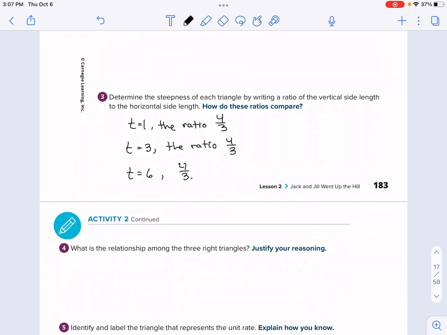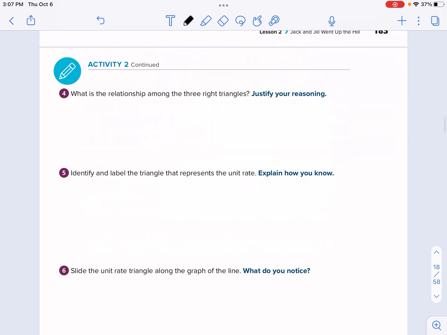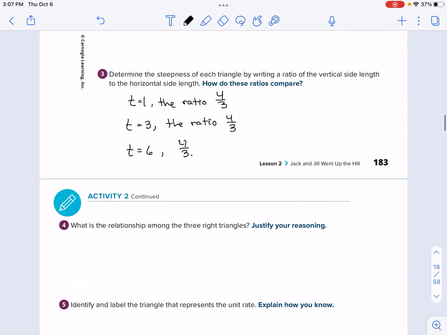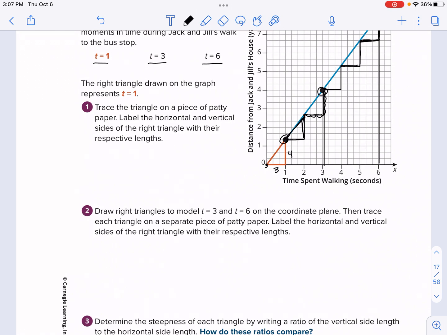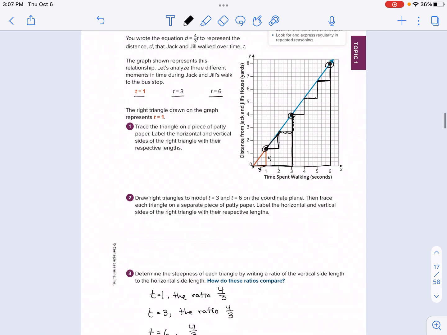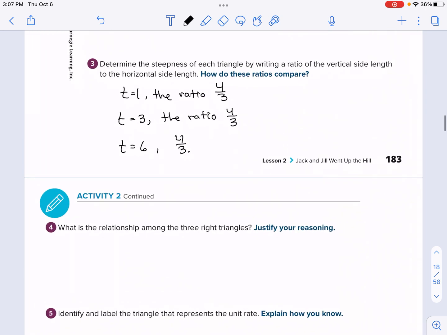All right, let's go to the last part of activity 2. Let's go and end this. Number 4, what is the relationship among the three big triangles here? Oh, we did draw big triangles here. We have this small one, this one compared to this line, and we have this one as well. We're just going to say that they're all the same shape, which means that the triangles are similar.